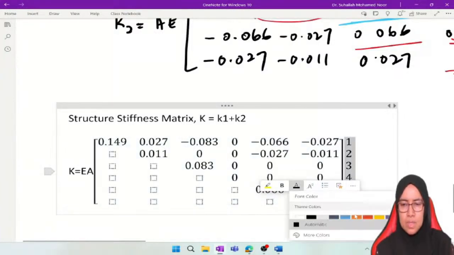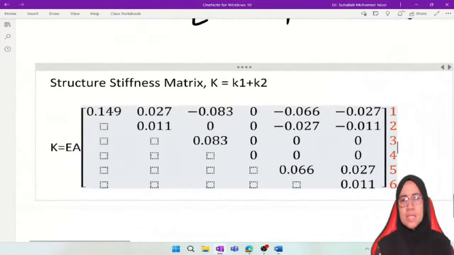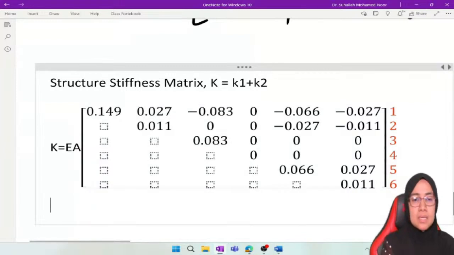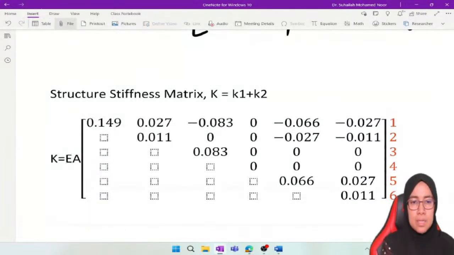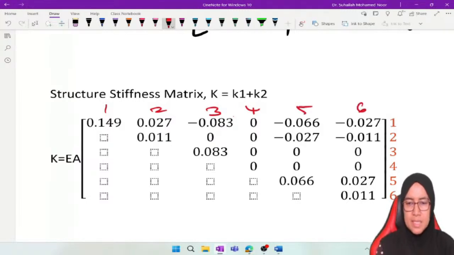Okay, this one I want to change color because it represents the position. So this is the structure stiffness matrix. This is also 1, 2, 3, 4, 5, 6.